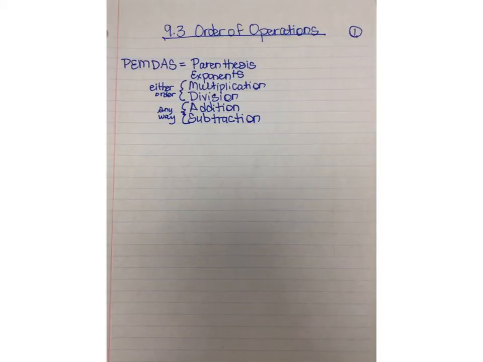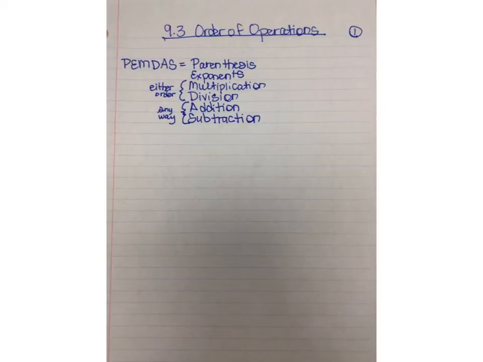Okay, ladies and gentlemen, today we're going to do Module 9.3, which is Order of Operations. So if you could make sure that the title of your page looks like the top, and that it also correlates to the table of contents at the front of your notebook. And then you can come back.